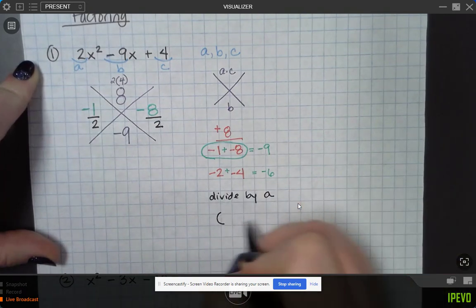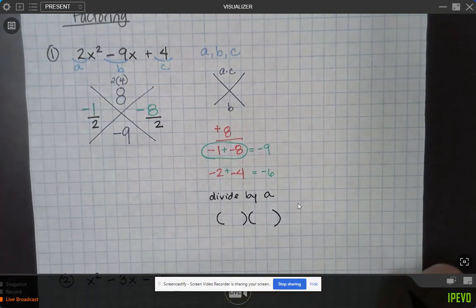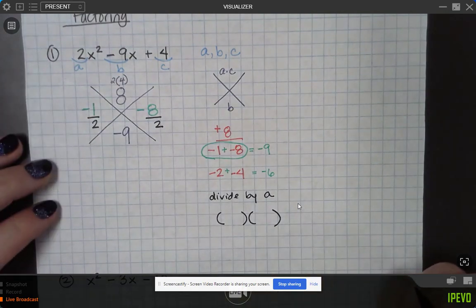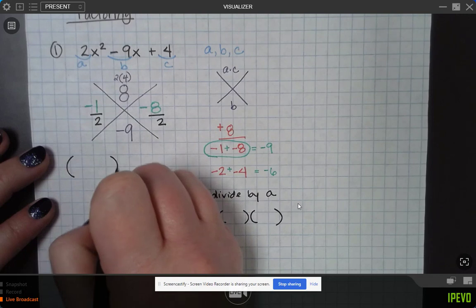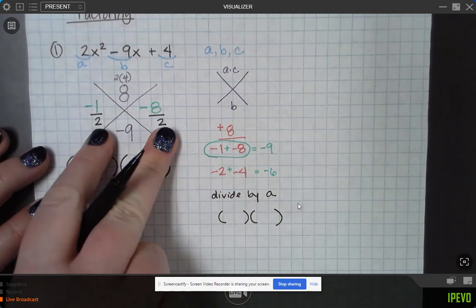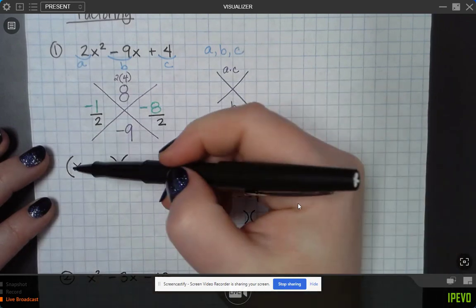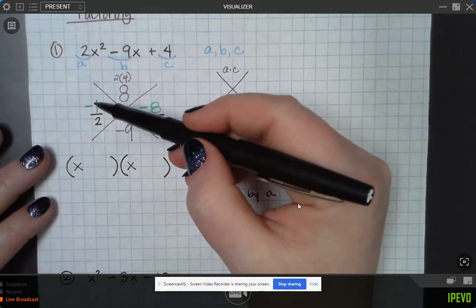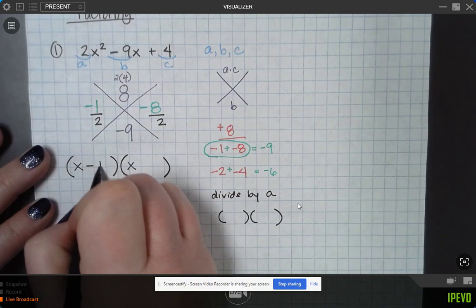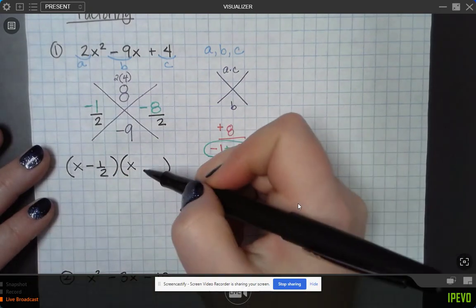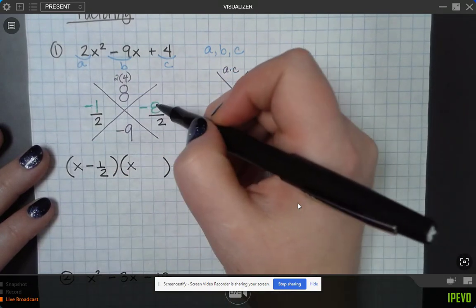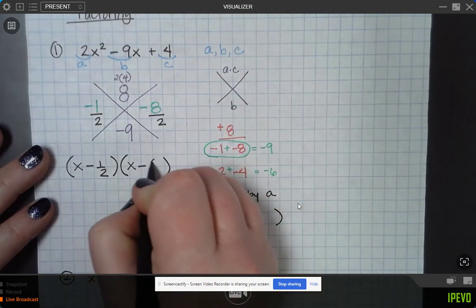And now I want to create my parentheses. I want to create my factors. So I'm going to be doing two sets of parentheses since I have two factors, starting with x in the front for both. After the x, the first one is -1 over 2. The second factor, x minus 8 over 2, because it's negative.